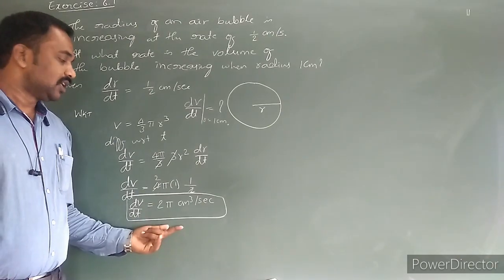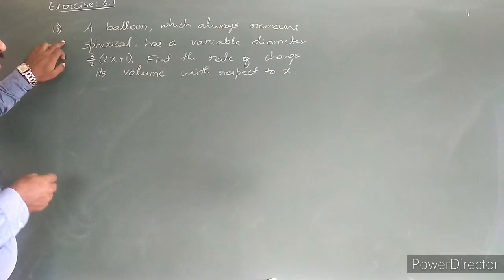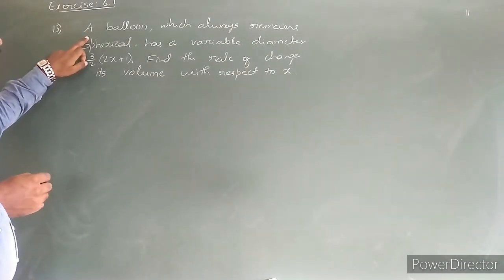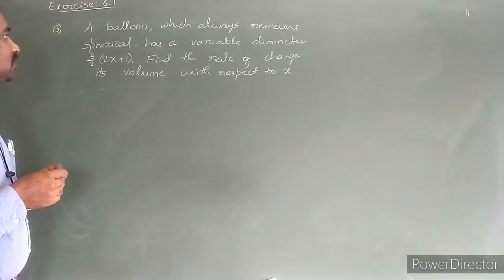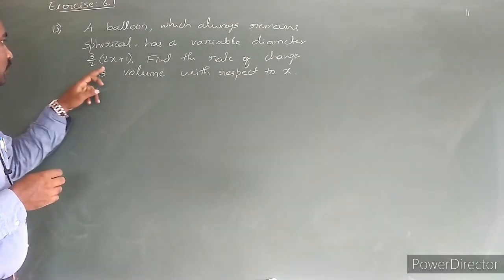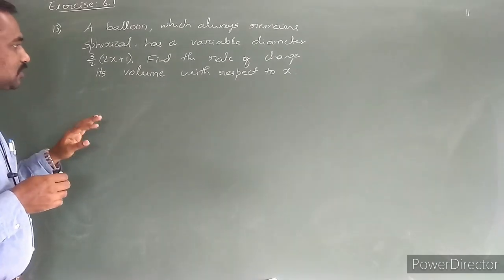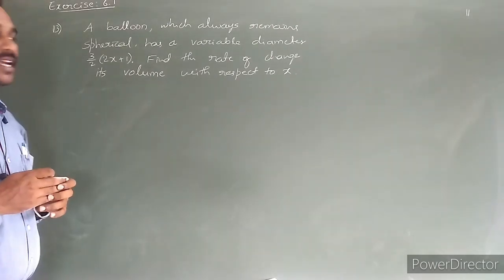Now the next problem, number 13. A balloon which always remains spherical has a variable diameter 3 by 2 into 2x plus 1. Find the rate of change of its volume with respect to x.